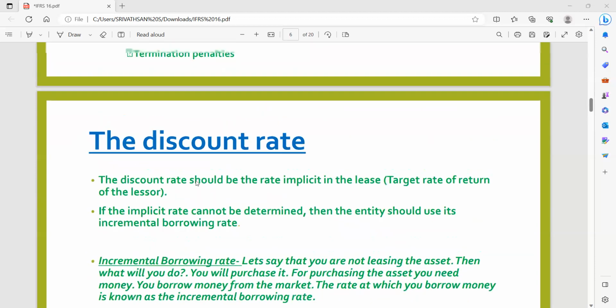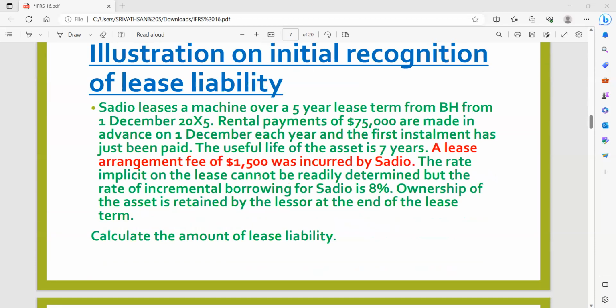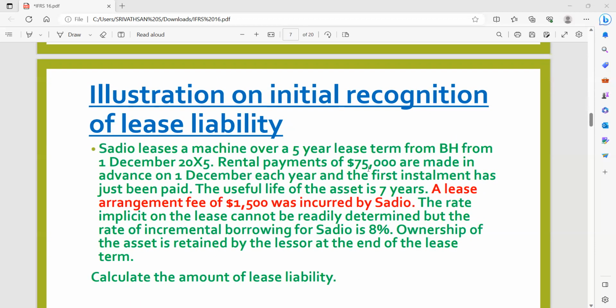So here we have the fixed payments over the lease term, and this fixed payment over the lease term is 75,000 in this question, because here you have agreed to pay 75,000 on 1st of December each year for the next 5 years, because the lease term is 5 years. So on 1st December 2015, 16, 17, 18, 19, you have to pay 75,000. And the first installment has just been paid. The useful life of the asset is 7 years, and you ignore this for now.